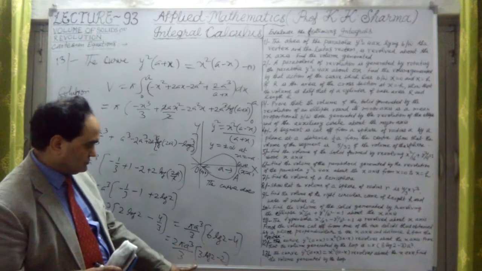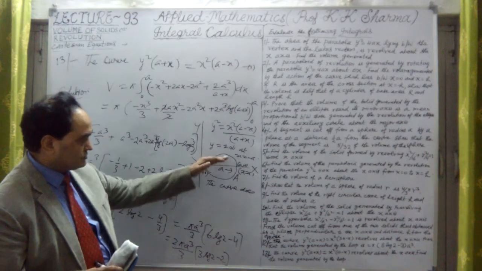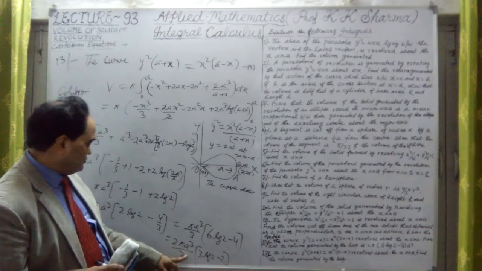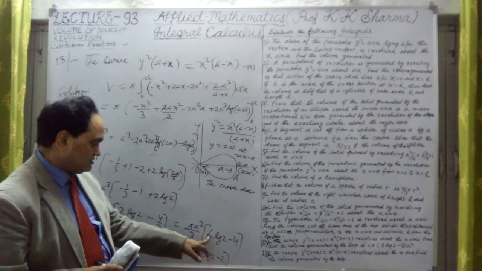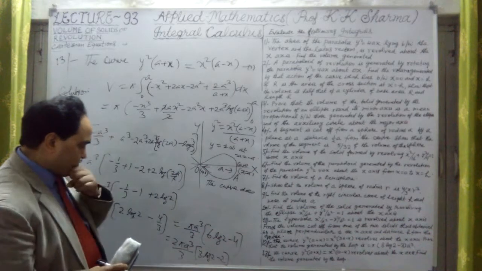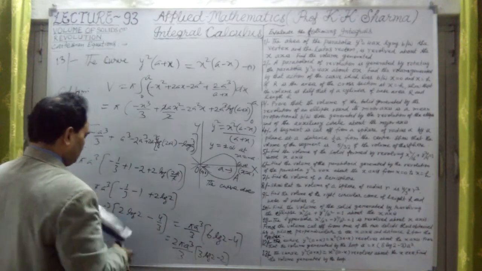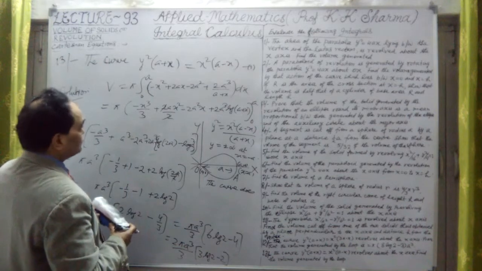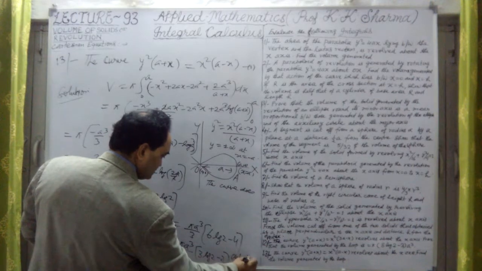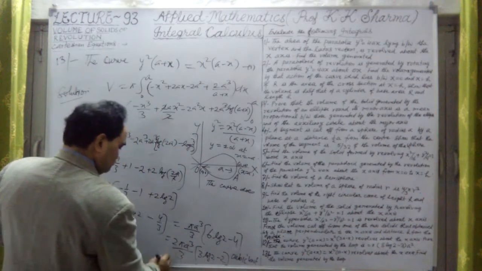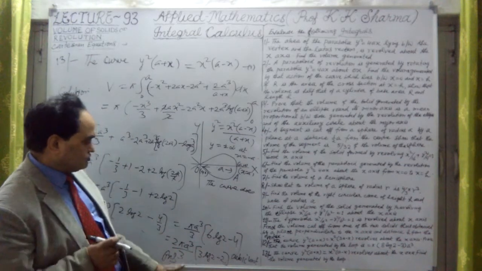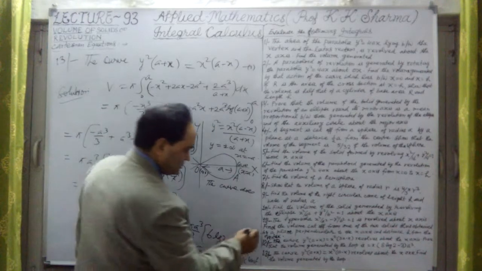The final volume of the solid obtained by revolving the loop of the given curve around the x-axis is 2 pi a cube upon 3, where 2 was taken common again, into 3 log 2 minus 2. This is the final answer, in cubic units. This is the volume, we can write cubic unit. This is question number 13. We have completed this exercise now.